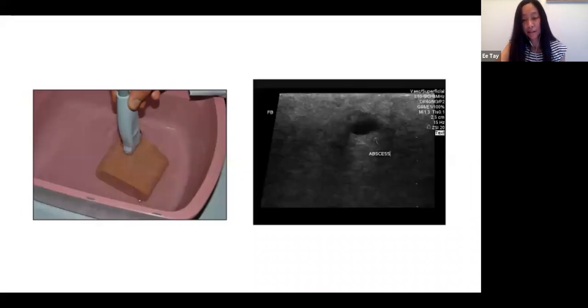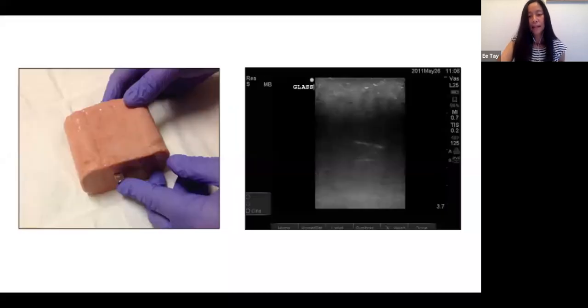So here's the self-formed abscess on the right side of your Spam that you can see. And this is done, I guess, close to a water bath. So they don't really put gel over it. They just put water and they use the water to conduct that sound wave. And you can actually hide things inside. I don't know what they did. I think it's like a paper clip of some sort.